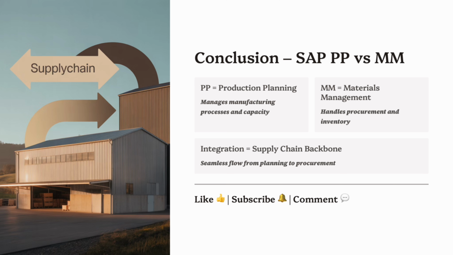So, to wrap it all up, SAP PP focuses on production planning and control, making sure manufacturing runs smoothly. SAP MM focuses on procurement and inventory, ensuring materials are always available when needed. And the real power comes from their integration, connecting planning with procurement and the shop floor with the warehouse. Together, PP and MM form the backbone of supply chain and manufacturing in SAP.